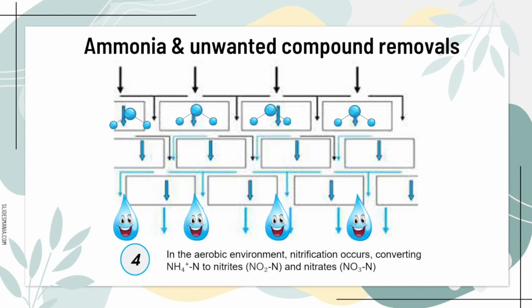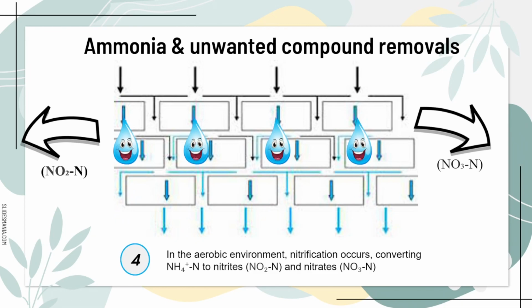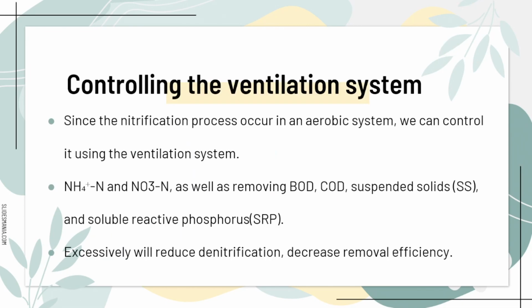This accumulation will then be converted to nitrite and nitrate due to the aerobic environment. We can also control the activity of the microorganisms in MSL by using the ventilation system. This is because the whole process occurs in an aerobic system, and besides removing ammonia, nitrogen, the MSL is also capable of lowering the COD, BOD, suspended solid, and also removing soluble reactive phosphorus. However, excessively increasing the ventilation will reduce denitrification and decrease the removal efficiency.